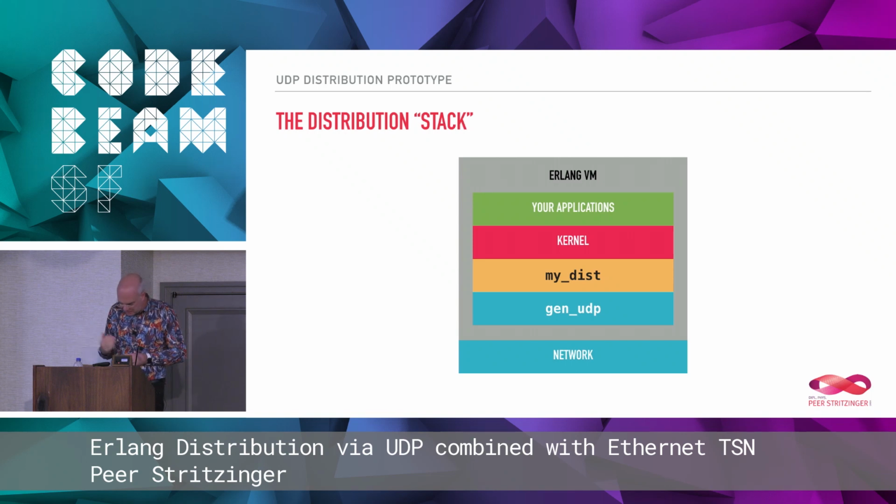You have the Erlang VM, and you have your application that goes through the Erlang kernel, and then you have your distribution module. That's a module which you specify on the command line, and which needs to comply with a certain behavior. And then it goes, in our case, to gen_udp to send the UDP packets over, and then it goes over the network.